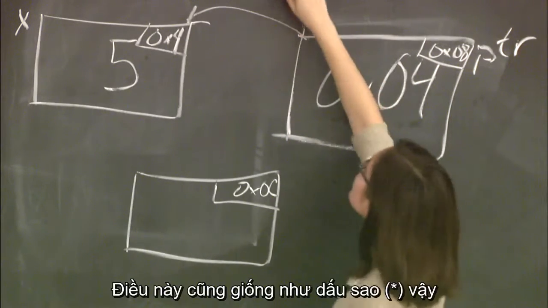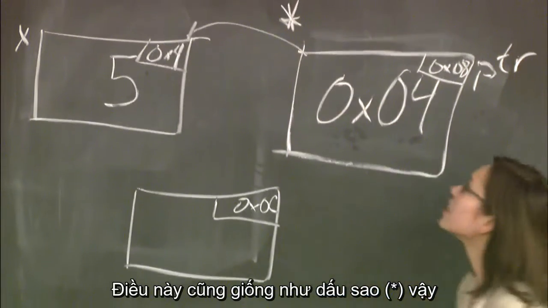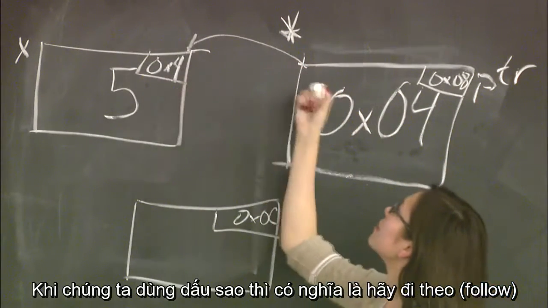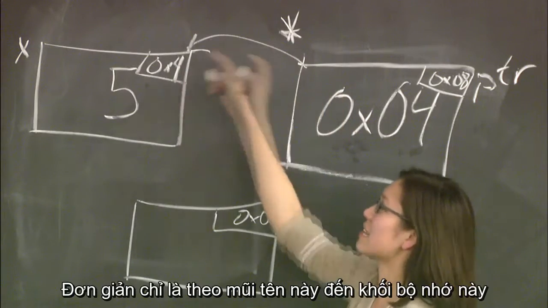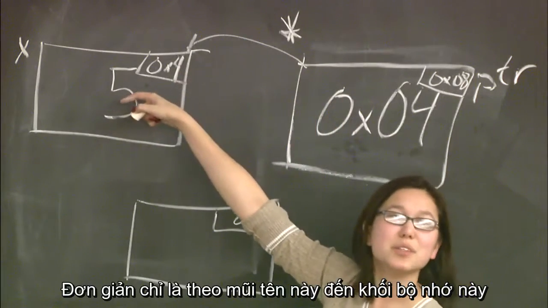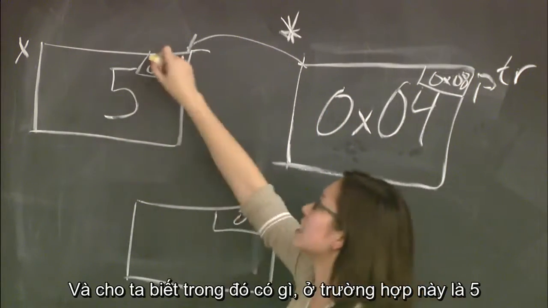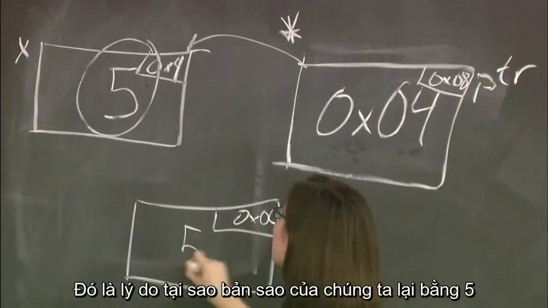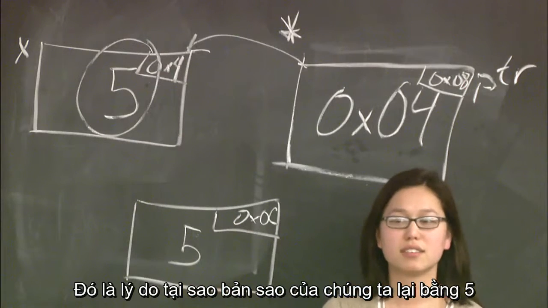You can think of this, this is like your star. So it says, okay, when we do star, means follow, go to this address. So in this case, you can think of just like following this arrow to this memory chunk and give us what's in it, which is 5. This is why our copy is equal to 5.